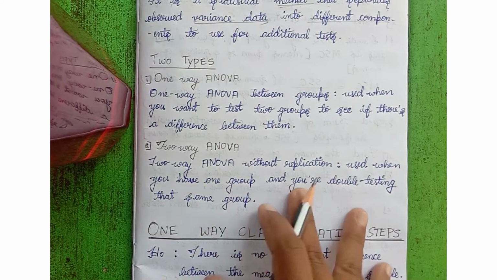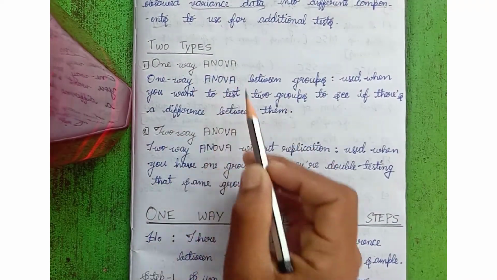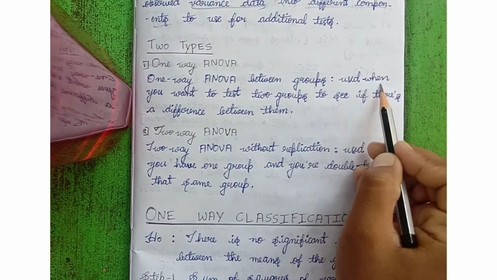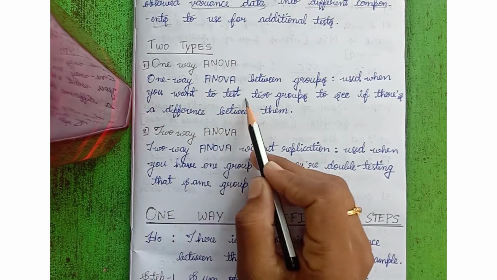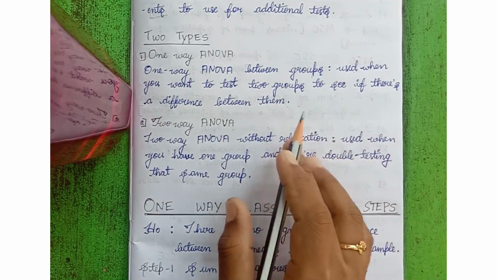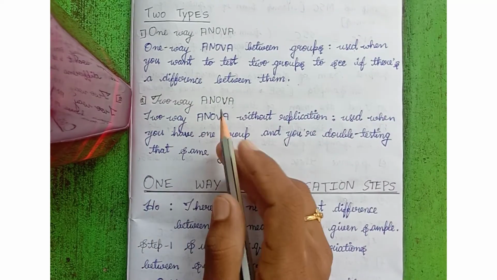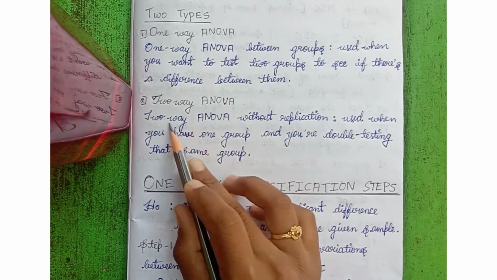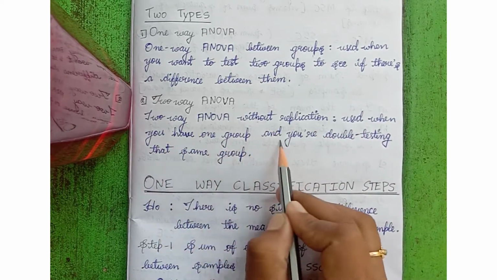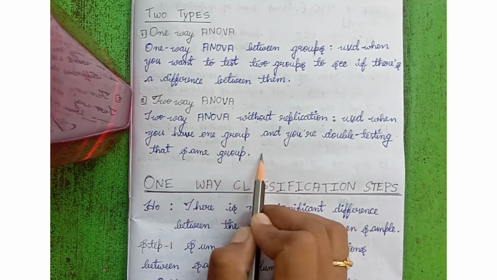So there are two types: one-way ANOVA and two-way ANOVA. One-way ANOVA means it is between groups. Use it when you want to test two groups to see if there's a difference between them. I think it's a simple meaning, you can understand. And two-way ANOVA, two-way ANOVA without replication. Use it when you have one group and you are double testing the same group.